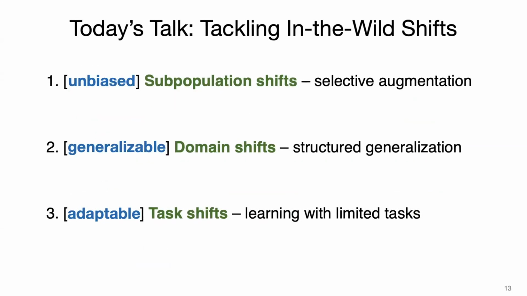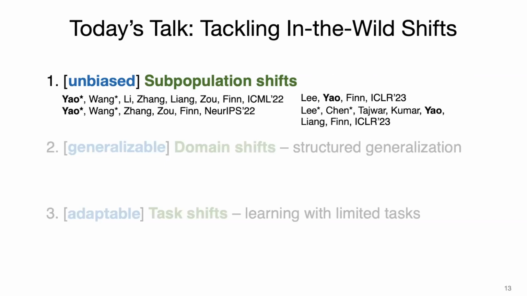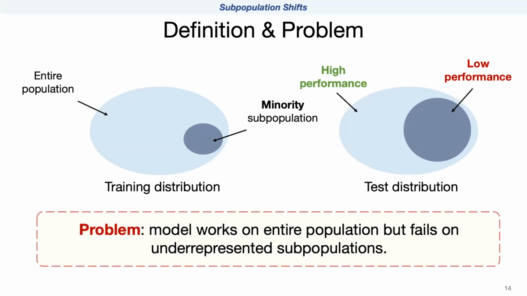Okay, here is the outline of my remaining talk. I will first discuss the subpopulation shift, where I will present our method of selective augmentation, which is associated with the ICML paper. Before we dive into the details, let's first recap the subpopulation shift. In the subpopulation shift, we train the model on the entire population. This model performs well on average, but we need to care more about performance on the minority populations.